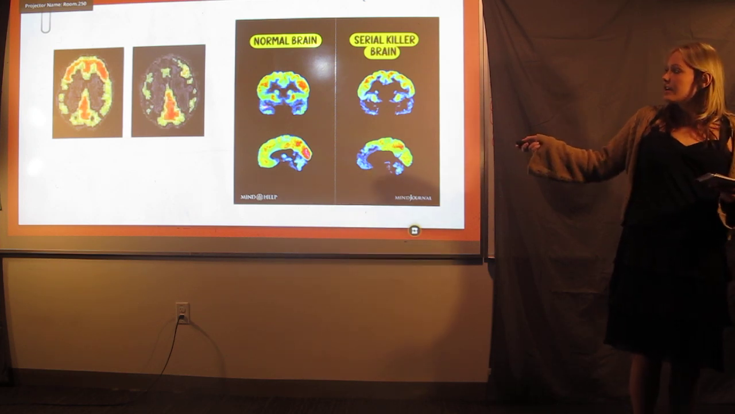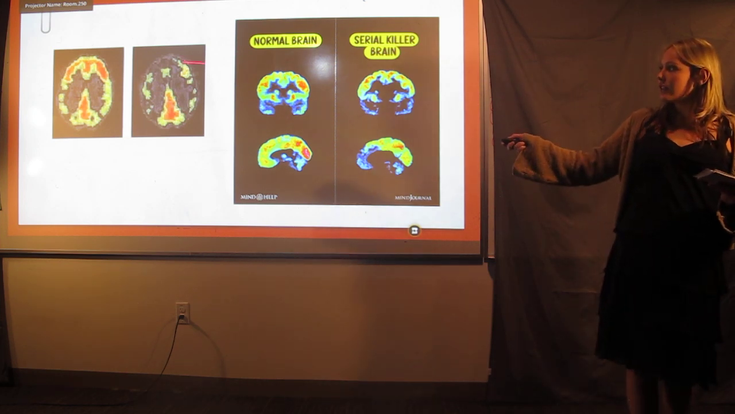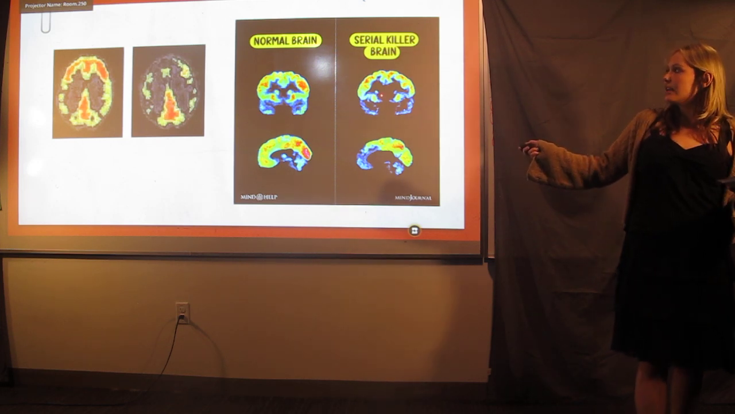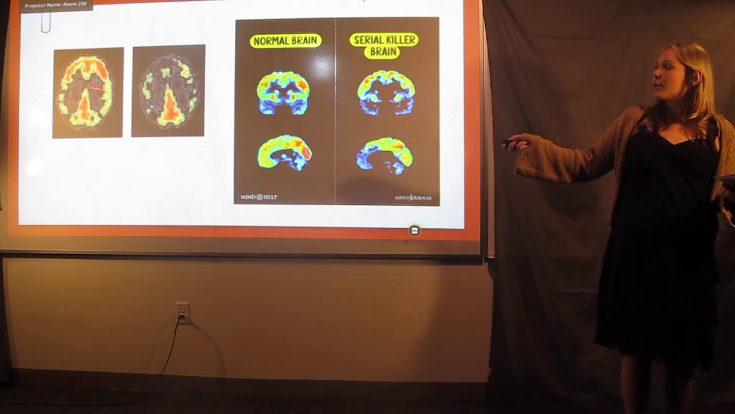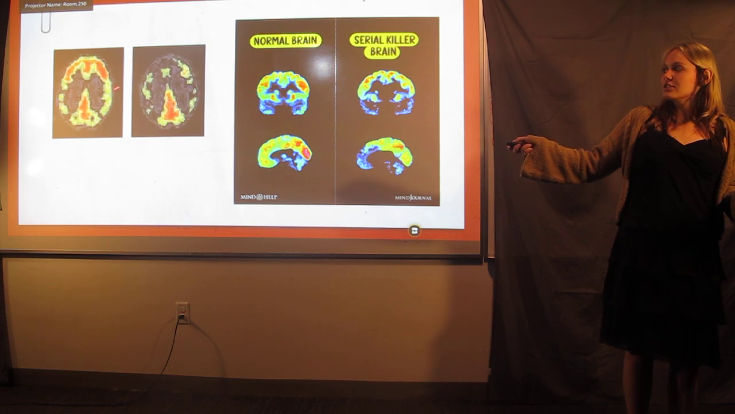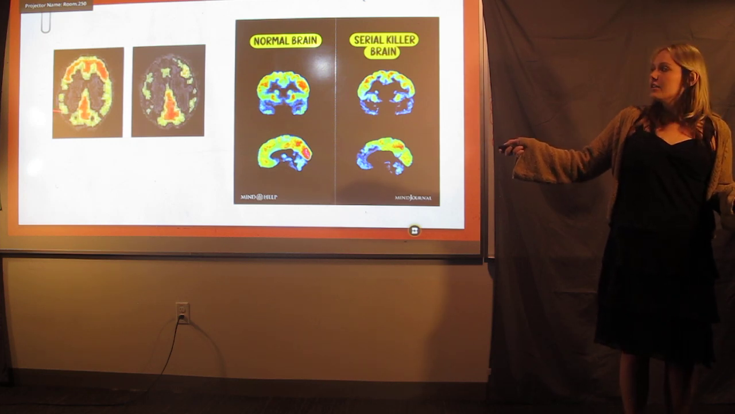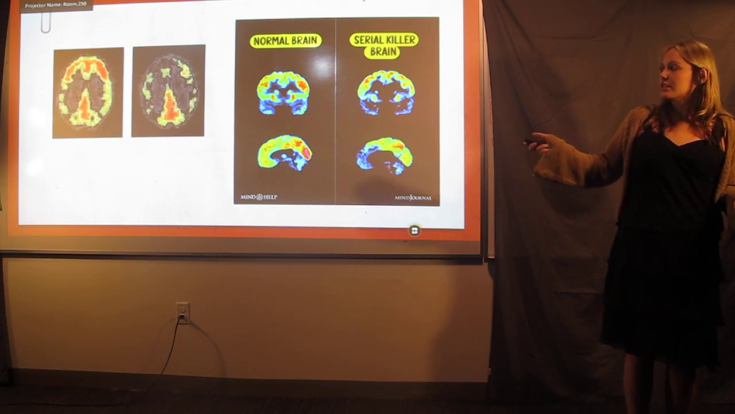And then right here is going to be a normal brain on the left, and then the right is going to be a serial killer brain. You can tell with the green and the red that there's a lot more gray matter in a normal brain than there is compared to a serial killer brain.